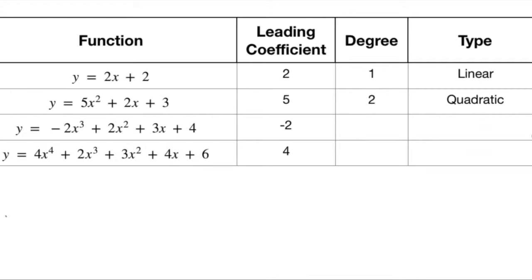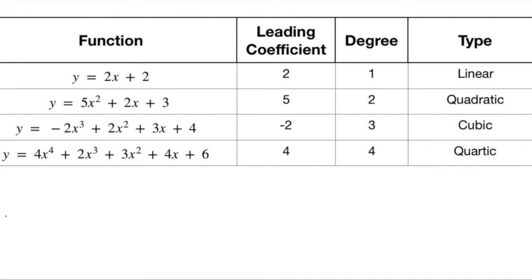The next one, the leading term is negative 2x cubed. So the highest exponent is 3. So it's of degree 3, and we can call it a third degree function. Or we could call it a cubic function, because the leading term is a cubed term, so it's a cubic function. And then the last one, the leading term is 4x to the fourth, so the highest exponent is 4. So it's a fourth degree function, and we could also call it a quartic function.